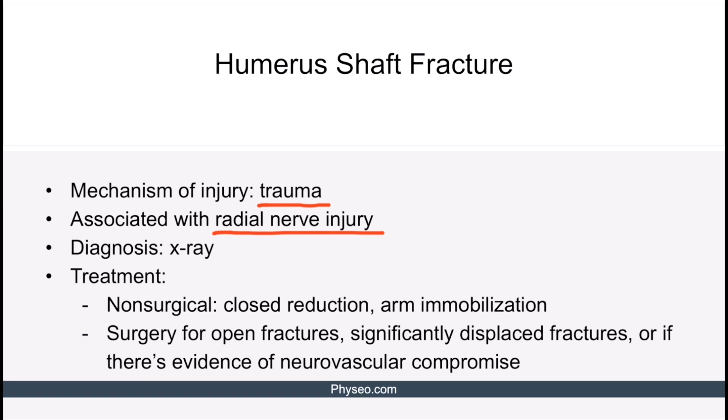The diagnosis of humeral shaft fractures is confirmed with X-ray of the affected upper extremity. In most cases, the treatment is non-surgical, with closed reduction and arm immobilization. Surgical treatment with open reduction and internal fixation is indicated in cases of open fractures, significantly displaced fractures, or if there's evidence of neurovascular compromise.